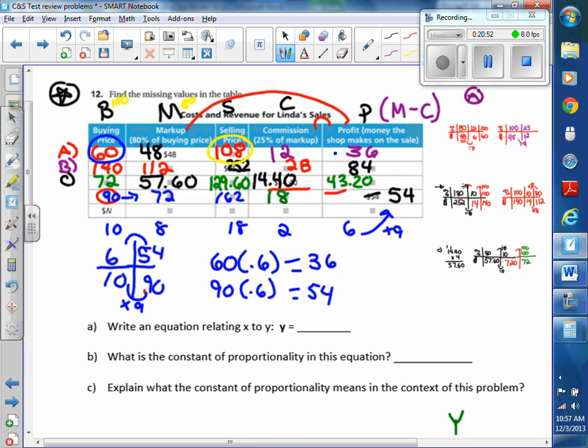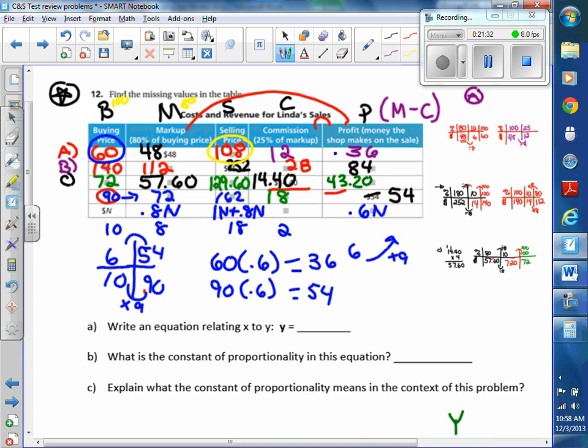Yeah, so the rule here for this column is take the first buying price, which they call N, and multiply by 0.6. And then to get the markup, the same idea, you would multiply N by 0.8. And to get the selling price, you would add them. 1N plus 0.8N. That's one way to write it.